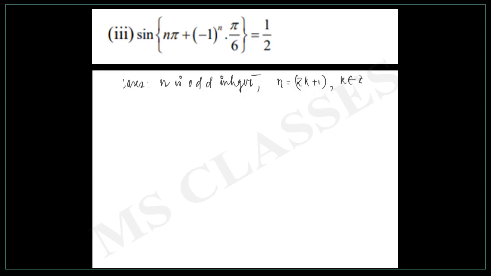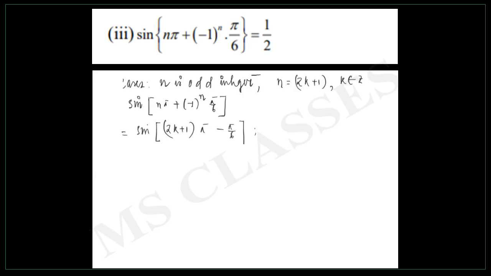Now, it is sine. What we have, we take the original expression first: sine of n pi plus minus 1 to the power of n pi by 6. This is the original expression given to us. Now here substitute n by 2k plus 1. So what you get? Sine 2k plus 1 pi minus pi by 6 we can put here directly.